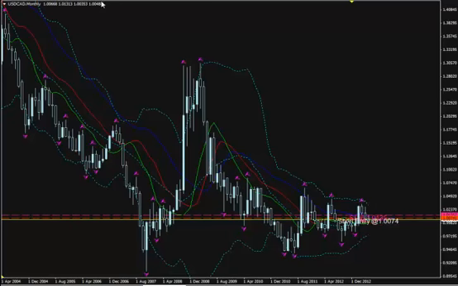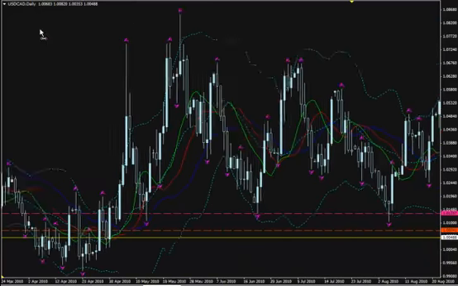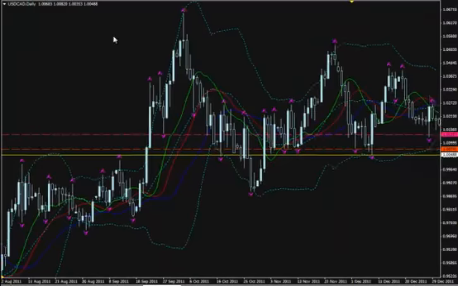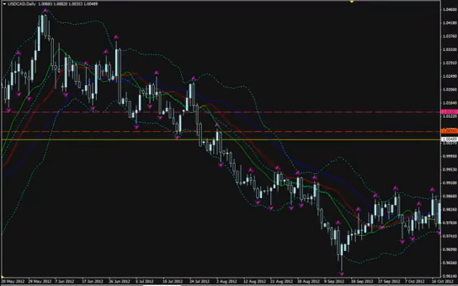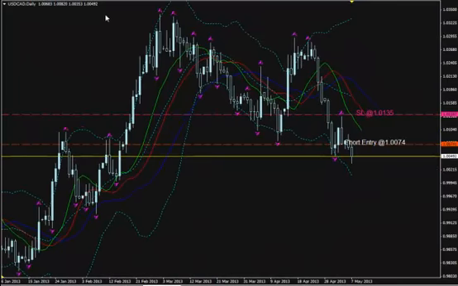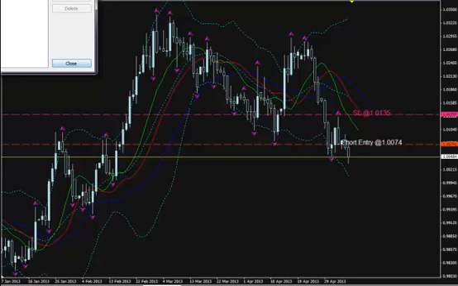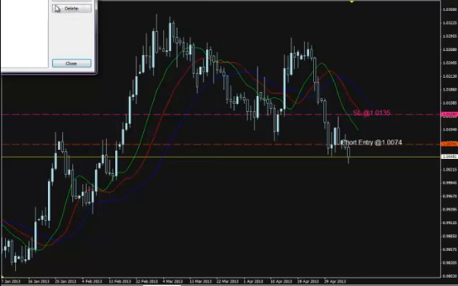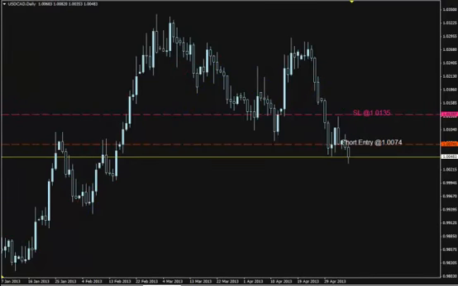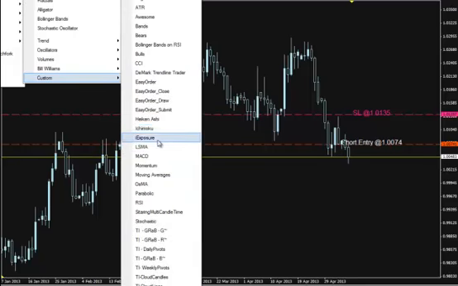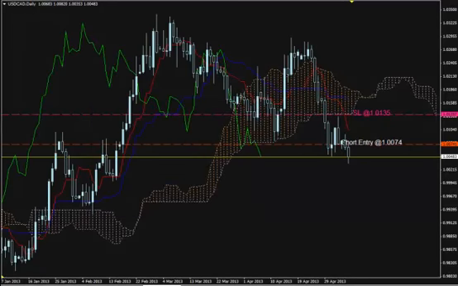Now let's go back to our daily chart. Here we are. And let's apply a different trading system and see how different trading systems use different methods to tell us the same thing, to give us the same information. So I will remove Bollinger Bands, fractals, and alligator, and I will enter Ichimoku Kinko Hyo, a favorite system of mine.